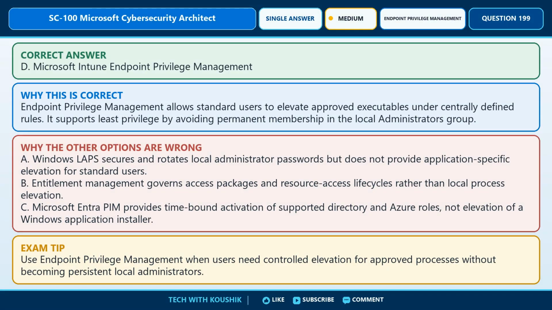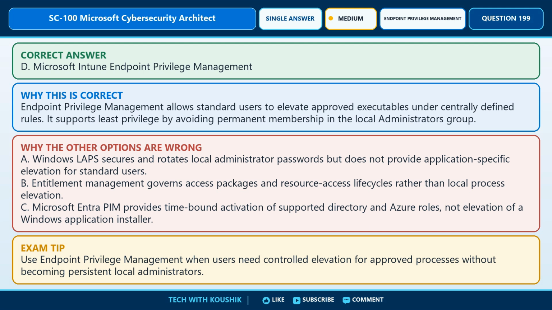The correct answer is option D, Microsoft Intune Endpoint Privilege Management. Here's why. Endpoint Privilege Management allows standard users to elevate approved executables under centrally defined rules. It supports least privilege by avoiding permanent membership in the local administrators group.